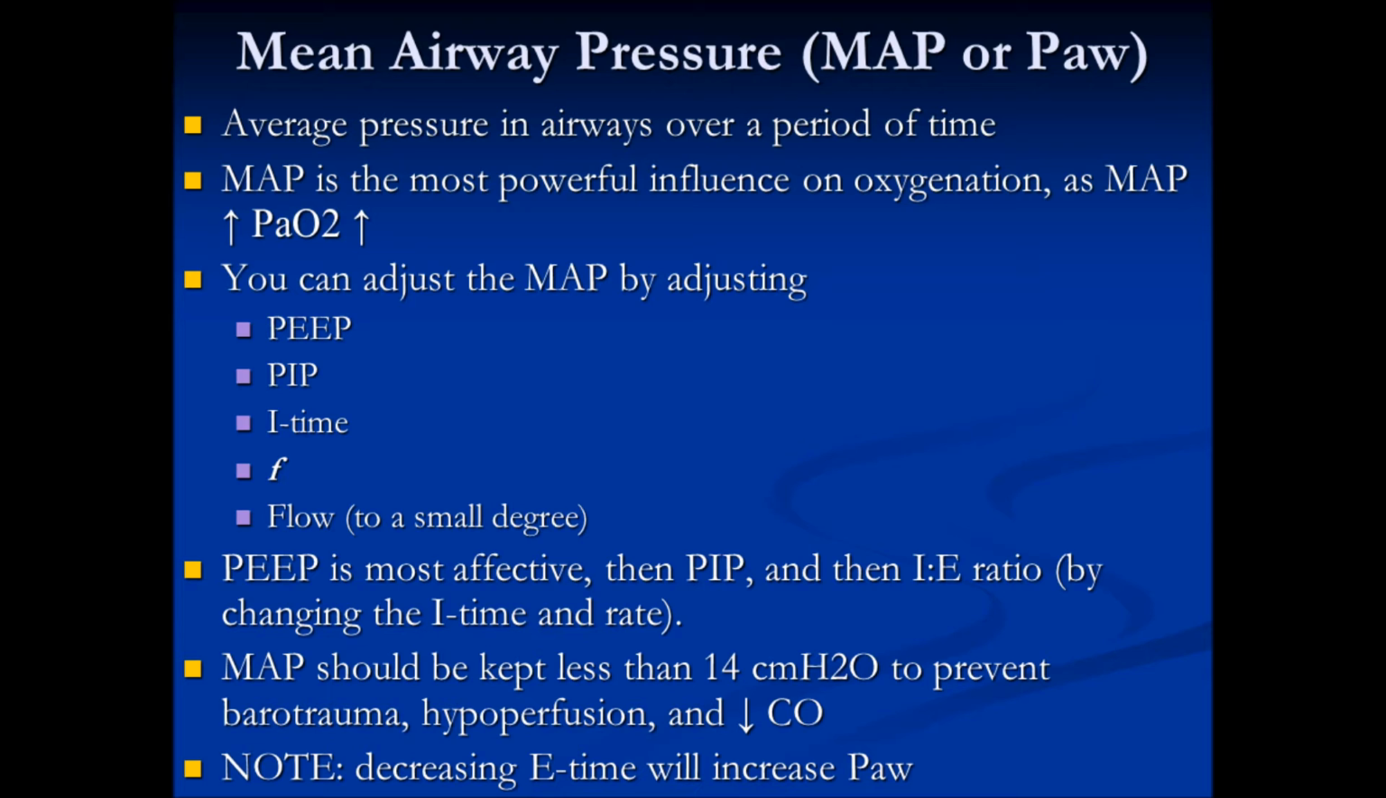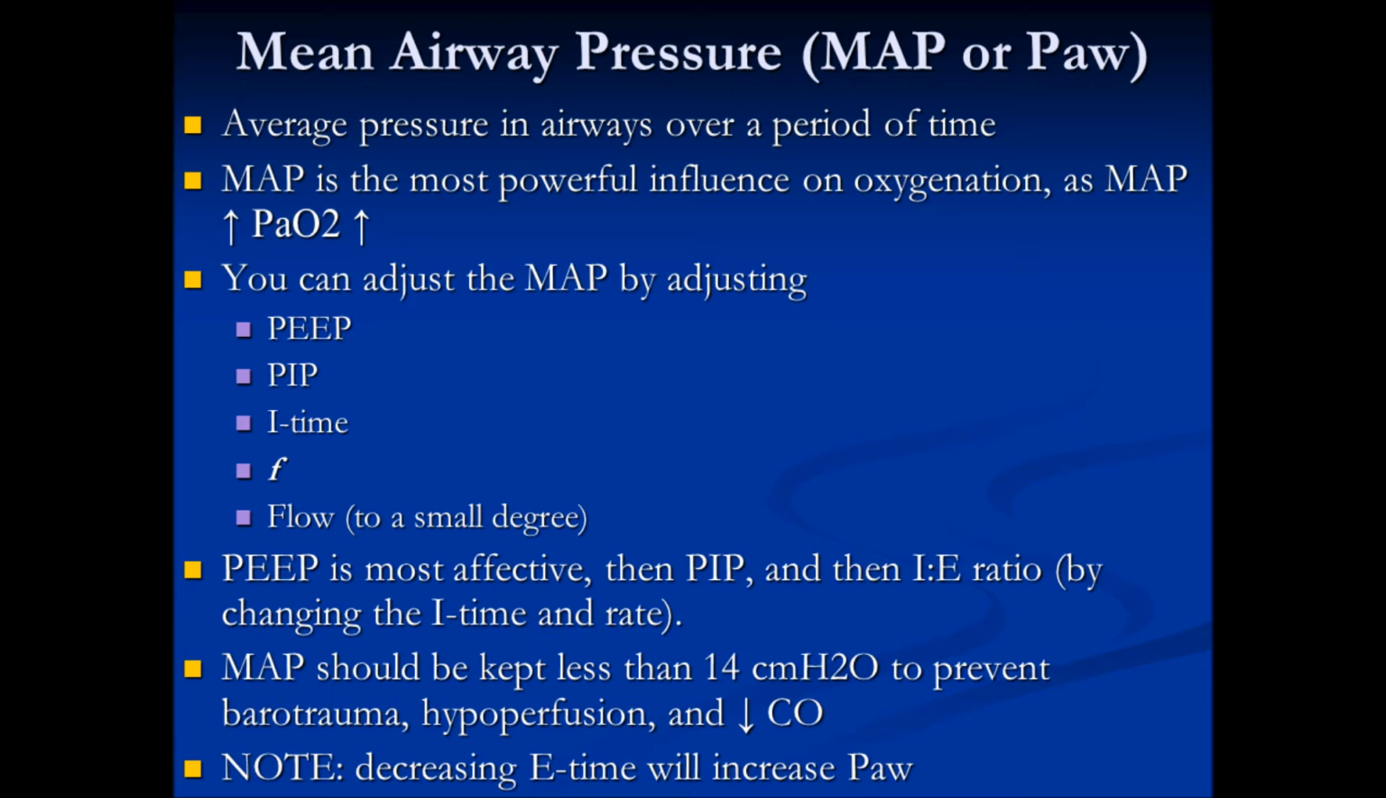and also flow can affect your mean airway pressure, especially in neonates, simply because their tubes are so small. The more flow you have going through there, the more it will affect the pressures that are in the airway. So to a small degree, flow can make a difference in your MAP.